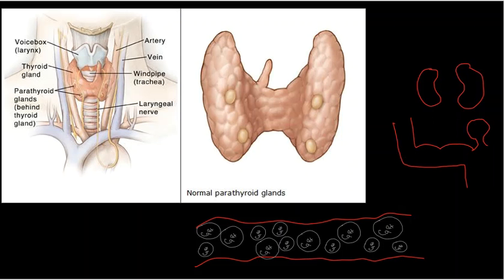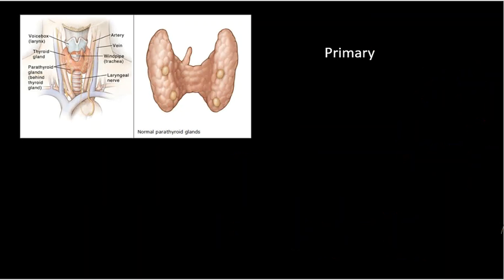Kidneys respond to parathyroid hormone by increasing calcium ion resorption. This all helps with proper muscle and neural functioning and blood clotting. So there are 2 types of hyperparathyroidism. There is primary and secondary.